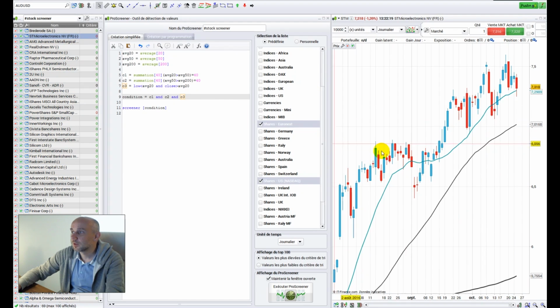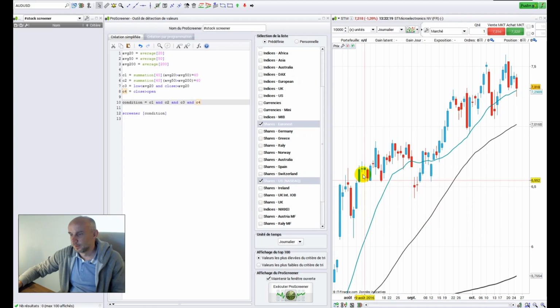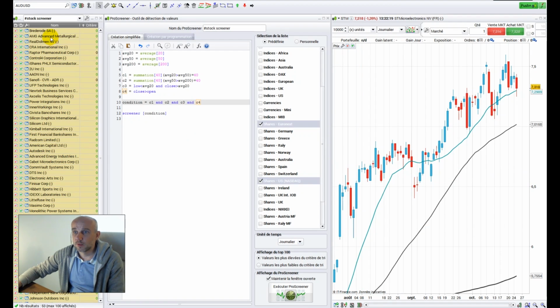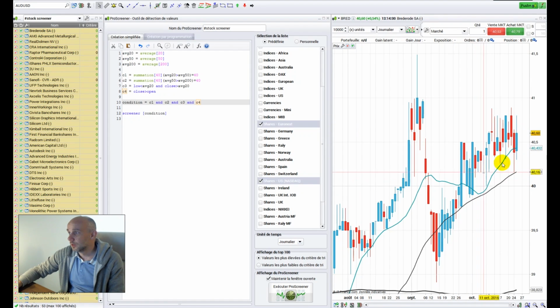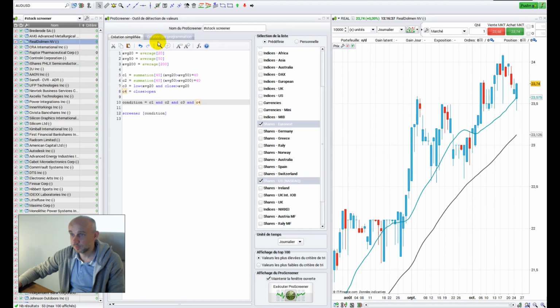That's okay for that. But we'd like to have only bullish candlesticks. So we test if the close is above the open. Little condition, fewer results. Okay, so we got only blue candlesticks. That's great.